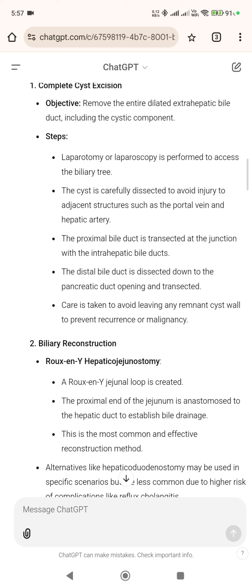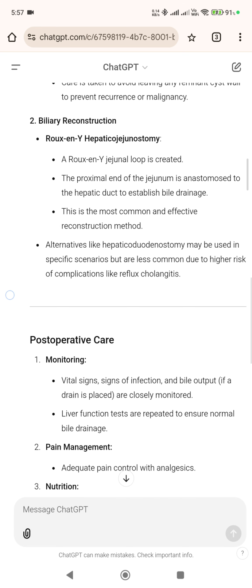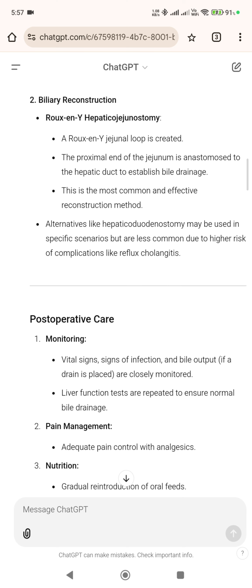2. Biliary reconstruction. Roux-en-Y hepaticojejunostomy. A Roux-en-Y jejunal loop is created. The proximal end of the jejunum is anastomosed to the hepatic duct to establish bile drainage. This is the most common and effective reconstruction method. Alternatives like hepaticoduodenostomy may be used in specific scenarios, but are less common due to higher risk of complications like reflux cholangitis.